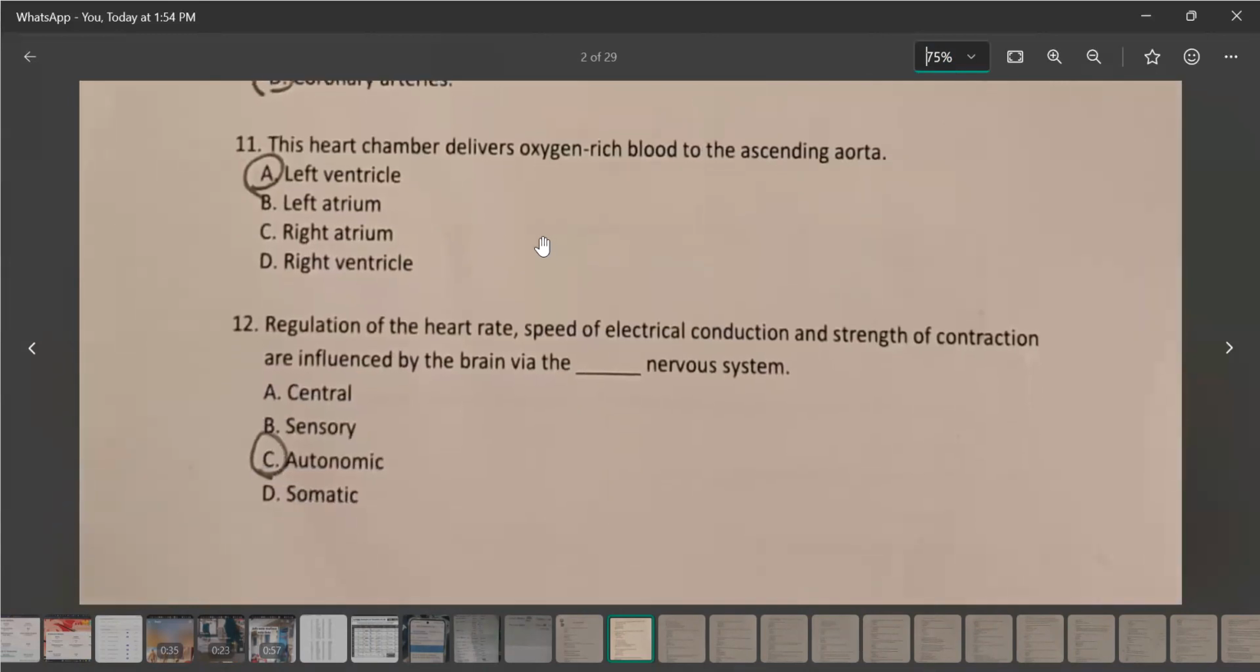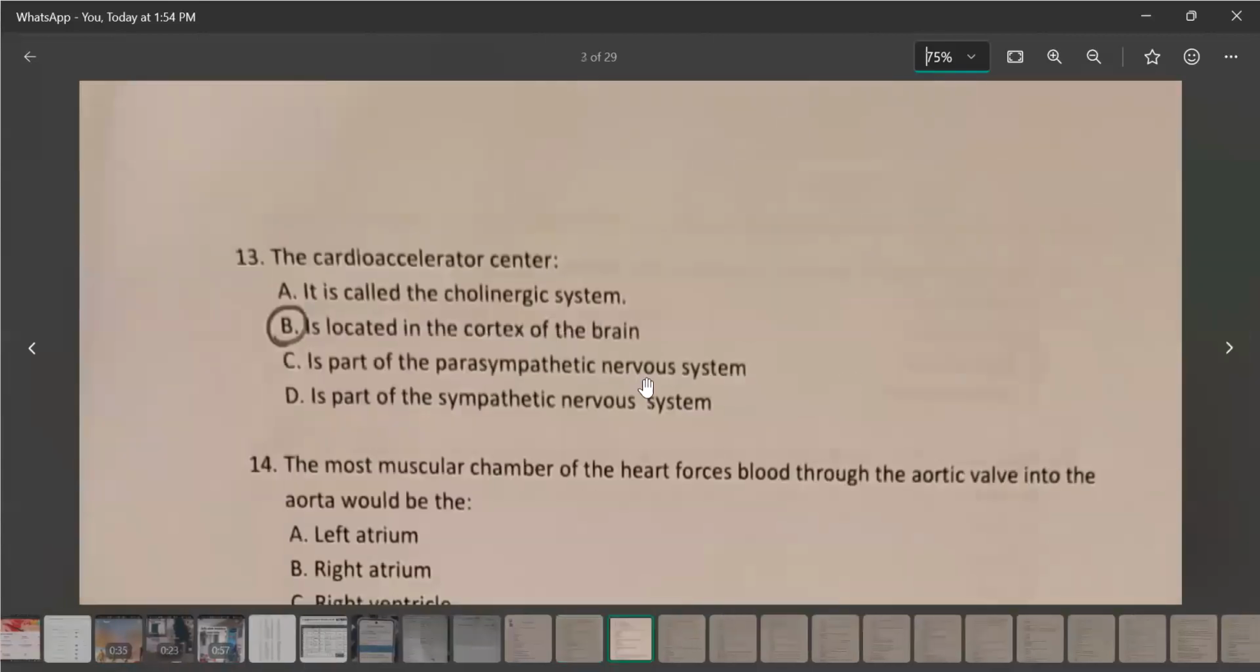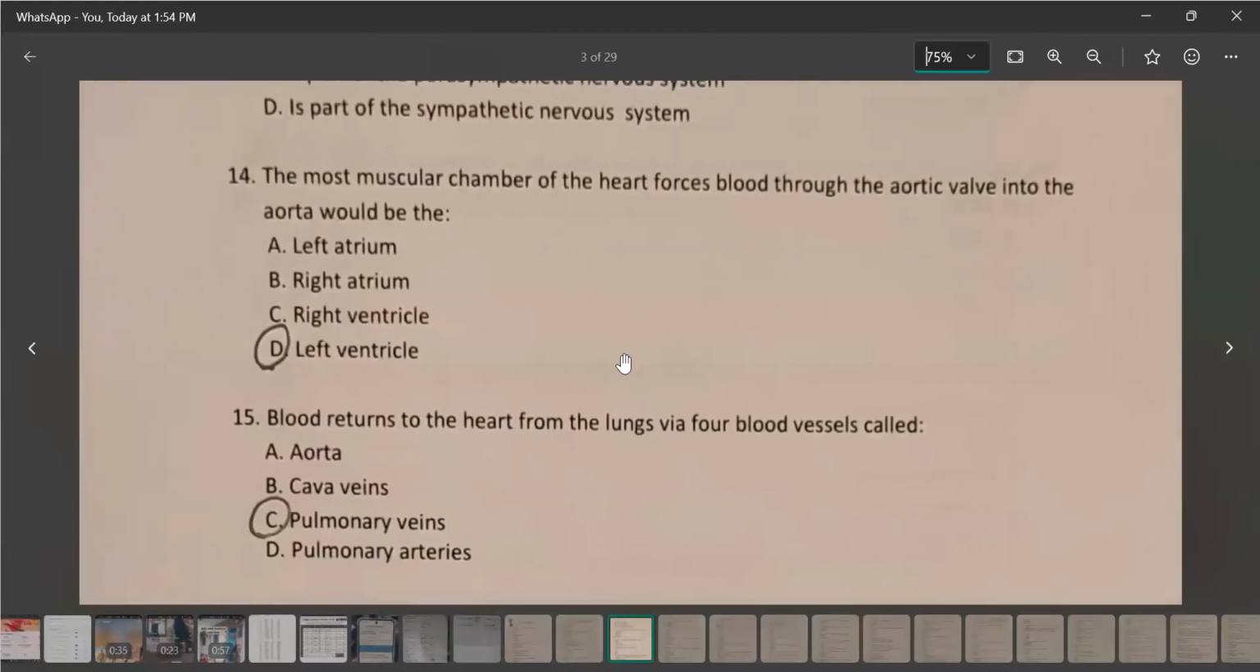Number 11, this heart chamber delivers oxygen-rich blood to the ascending aorta: left ventricle. Regulation of the heart rate, speed of electrical conduction, and strength of contraction are influenced by the brain via the blank nervous system: the autonomic nervous system. 13, the cardio accelerator center is located in the cortex of the brain.